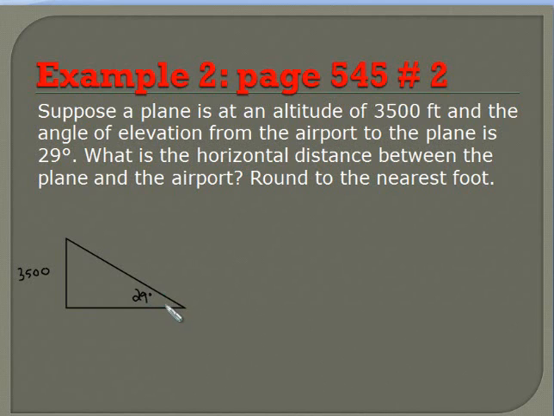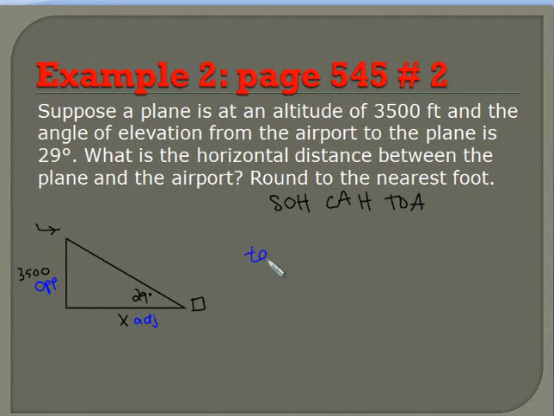What is the horizontal distance between the plane and the airport? So this is your plane right here, and here's our airport. They want this horizontal distance. Let's remember our SOHCAHTOA so we know which one we're going to use. Across from the 29 degree angle, this is my opposite side. And the x side right here is my adjacent side. So we have an O and an A, so we're going to use tangent.